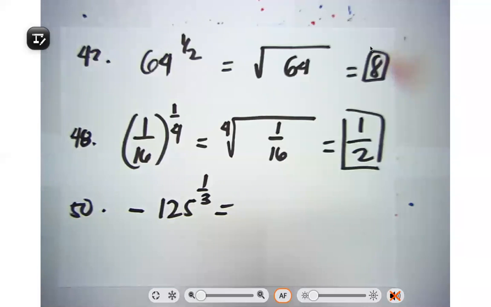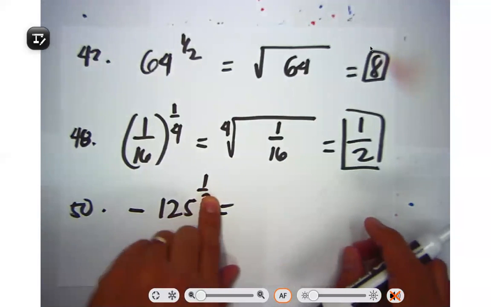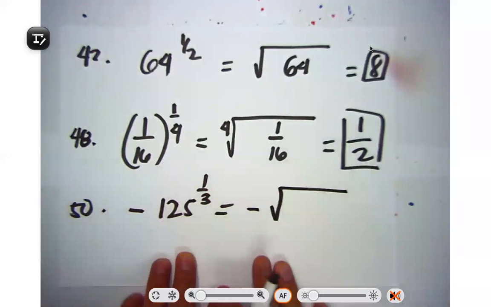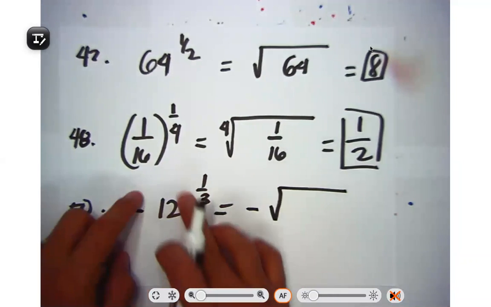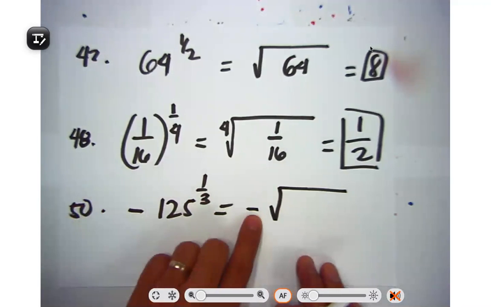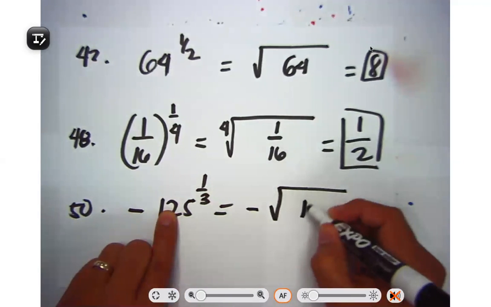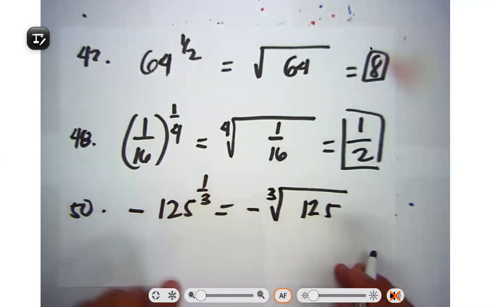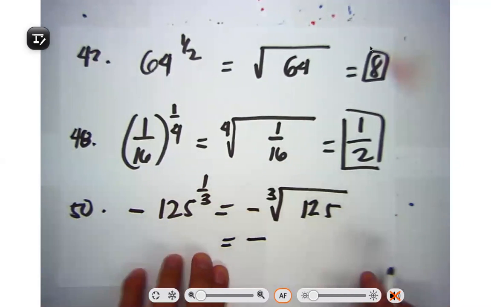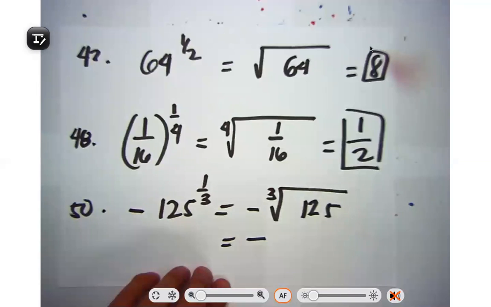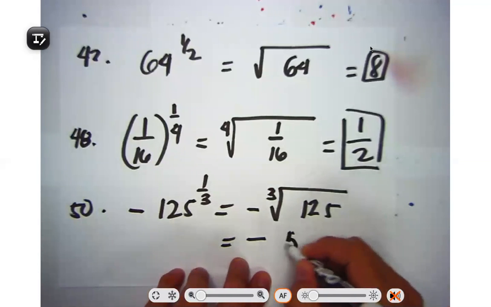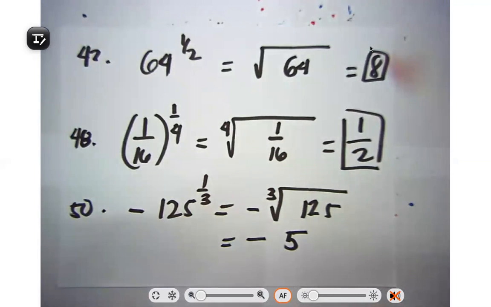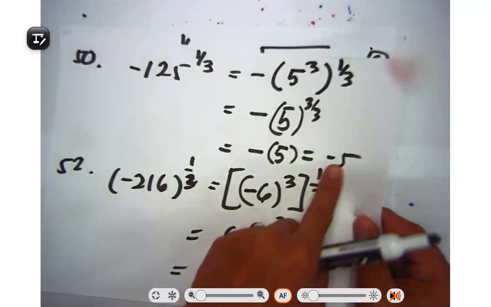How about here? -125 raised to 1/3. You know that there's no parentheses here, so that means that negative should be outside your radical, right? It should be outside because there's no parentheses. And so 125 goes here, 3 goes here, your 1 is the exponent of 125. Right, so negative. What's the cube root of 125? 5. And we have -5 there. And we see we have the same answer.